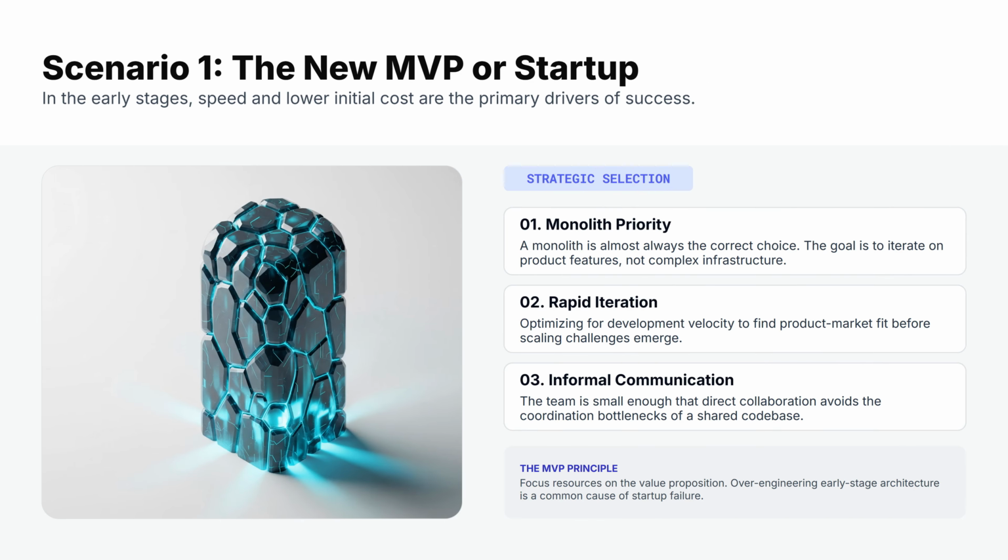Scenario 1, the new MVP or startup. In this stage, speed and lower initial cost are the primary drivers. A monolith is almost always the correct choice. The goal is to iterate on product features, not infrastructure. The team is small enough that informal communication avoids the coordination bottlenecks of a shared codebase.